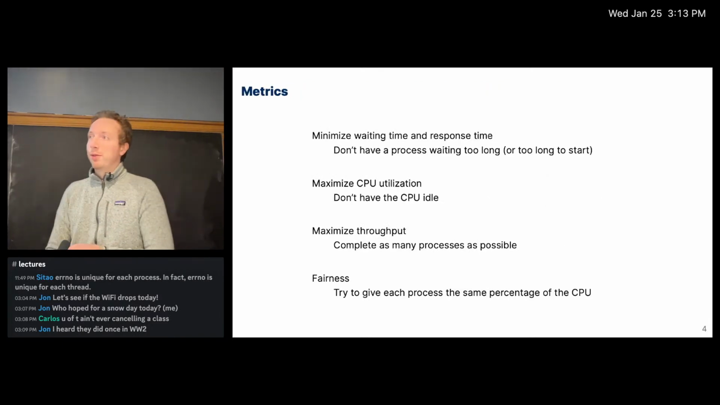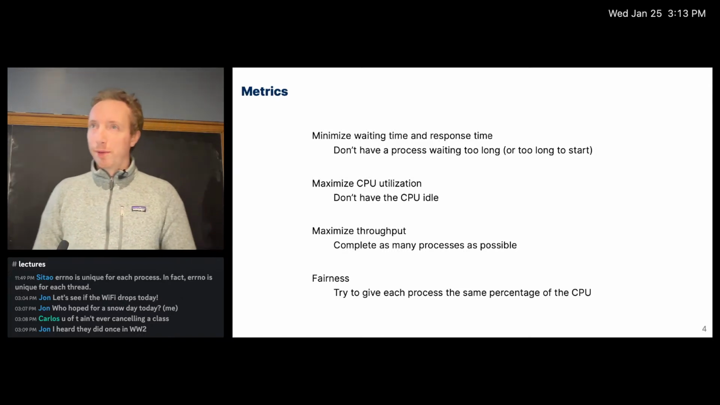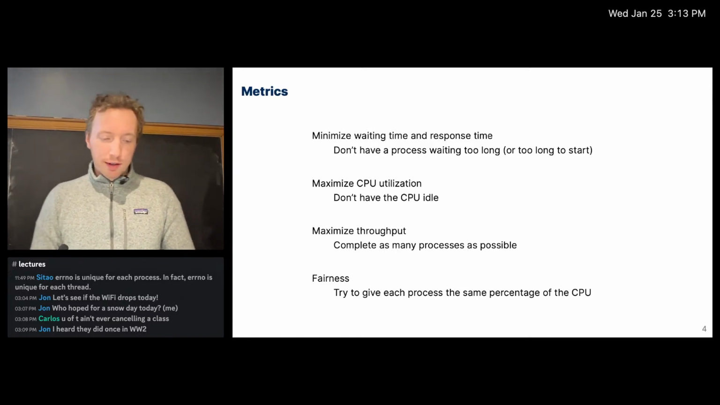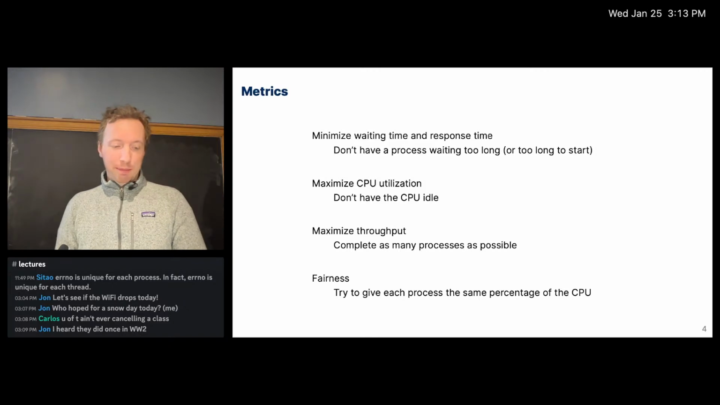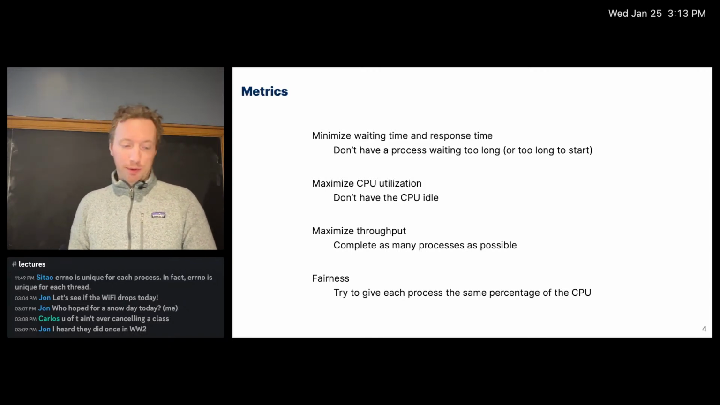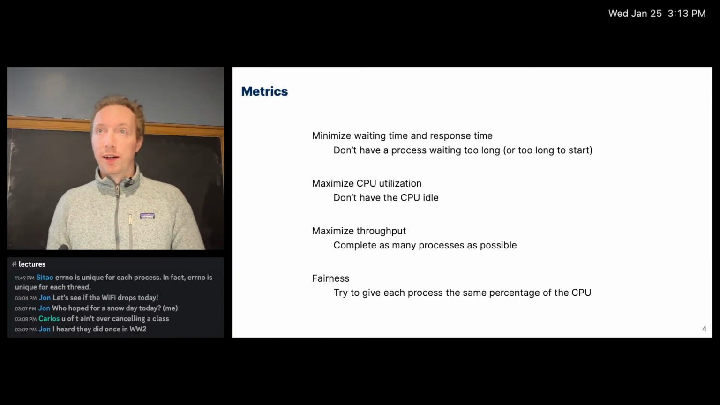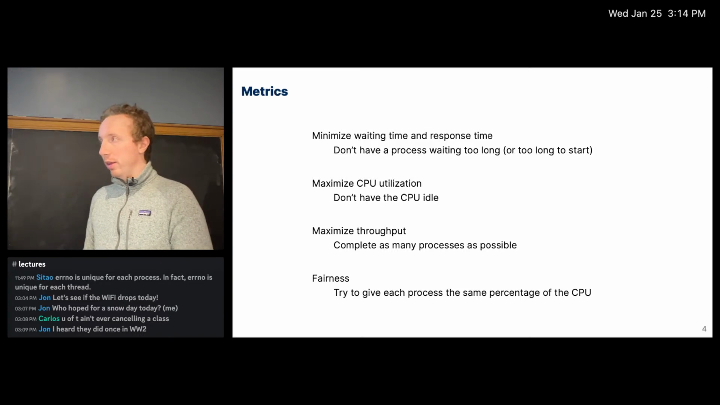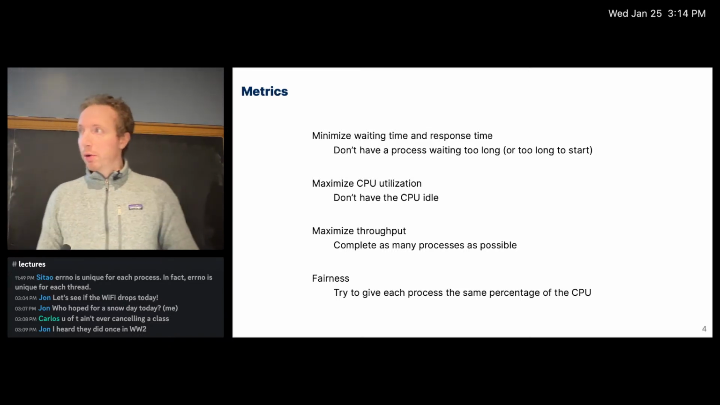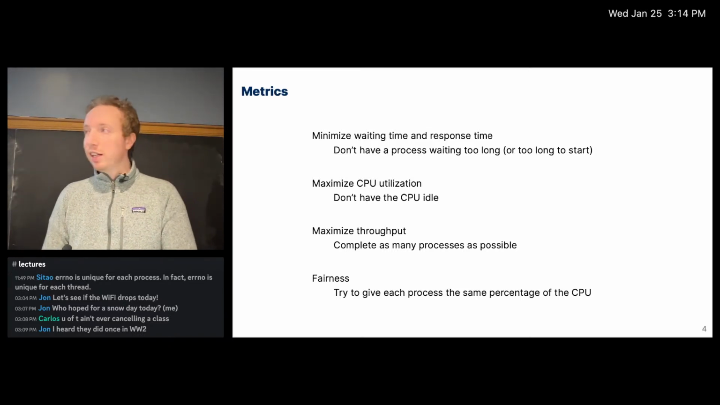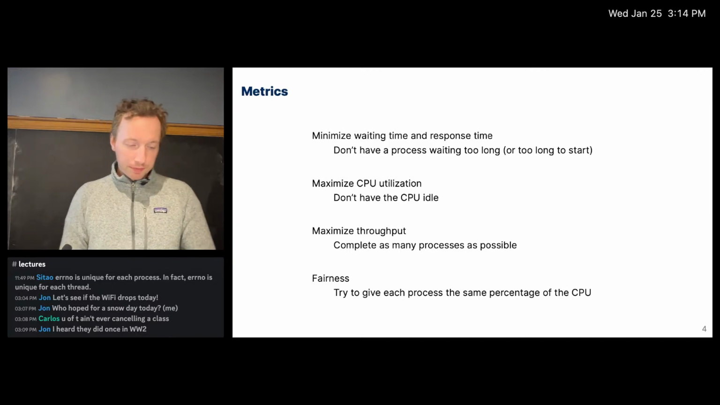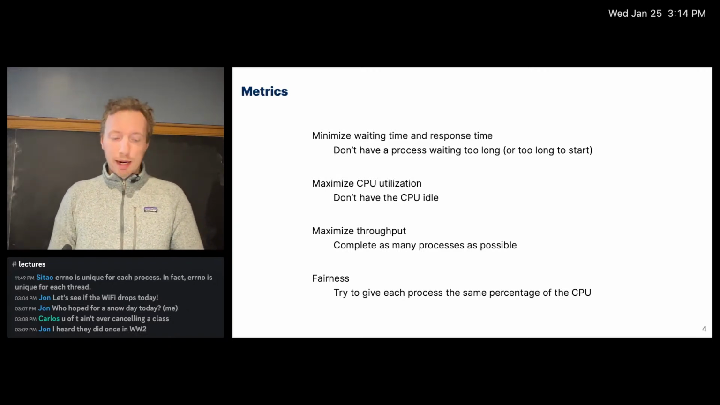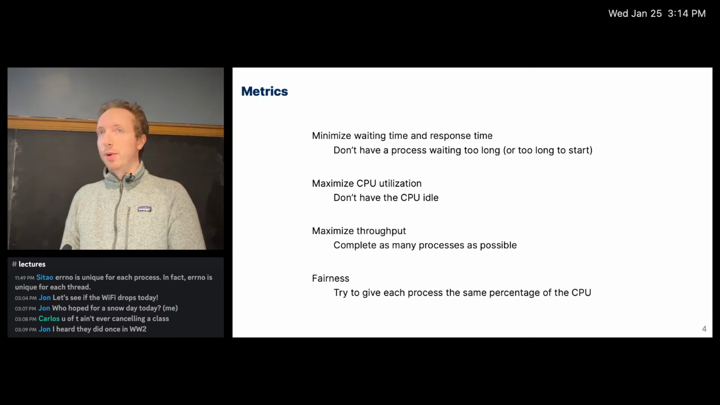So there's a few metrics when we discuss scheduling, and some of them are kind of at odds with each other. So we ideally want to minimize something called waiting time and response time. So you don't want to have a process just sitting there doing nothing. You want it to actually execute at some time, and perform some useful work for you. So ideally, you would like to minimize that. You also want to maximize CPU utilization. You don't want a CPU idle.